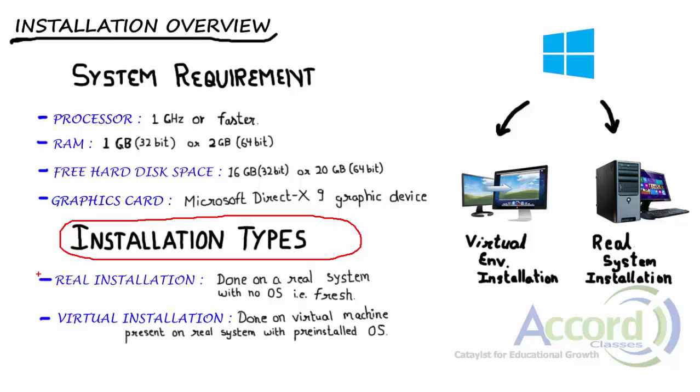Real installation is done on a real system with no OS or an old operating system. It might be Windows 7 or 8 or XP, any one on it, and you want to remove it or install Windows 8.1 side by side, then you have to go with the real installation, that is a fresh installation of Windows 8.1.